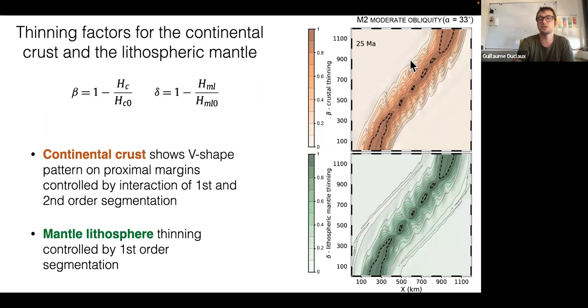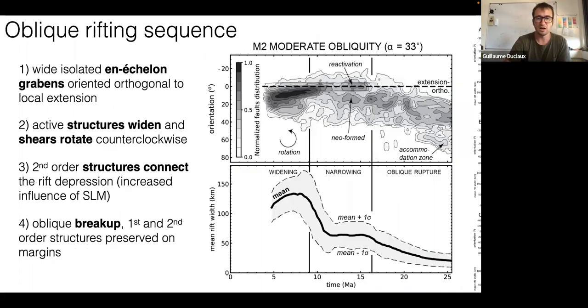And you see the result here. This is the thinning factor for the crust and for the mantle. They've got slightly different patterns. For the continental crust, you've got this V-shaped structure on the side, which is quite interesting, on the proximal margin, and they seem to be controlled by the interaction of our first order structure and the second order segmentation. The mantle lithosphere, on the other hand, seems to be much more partitioned along the first order structure that we saw. We can look at the evolution through time of this structure orientation.